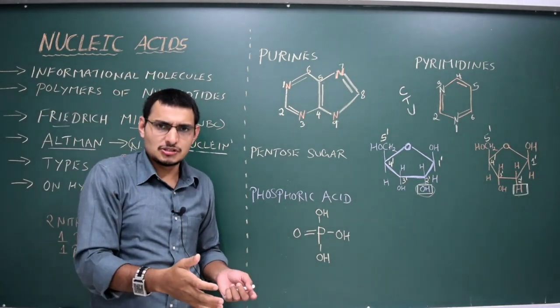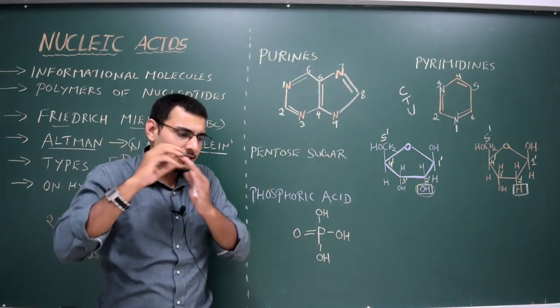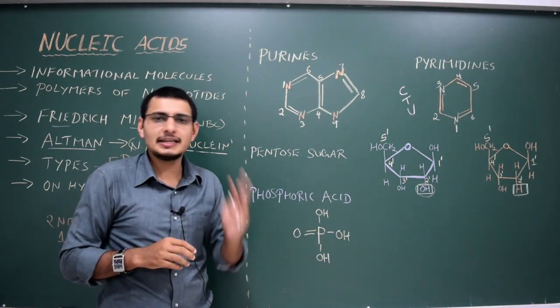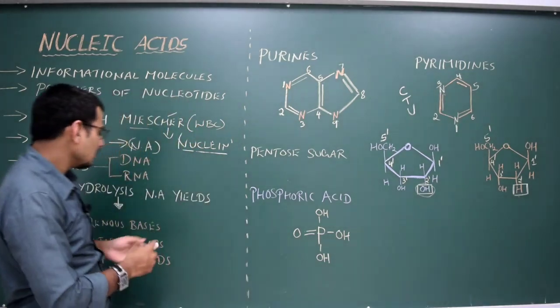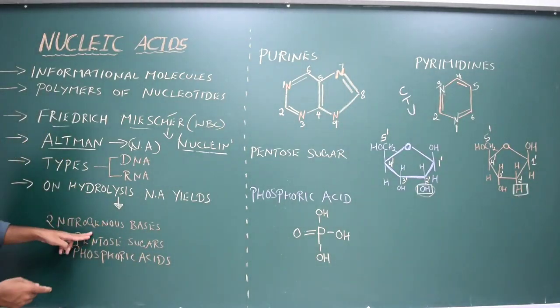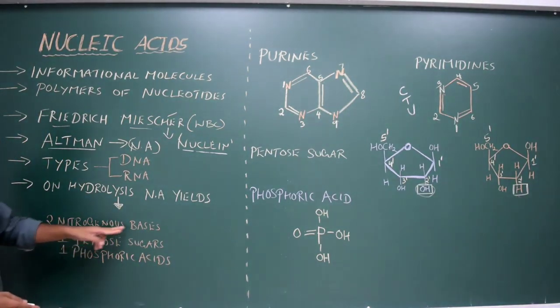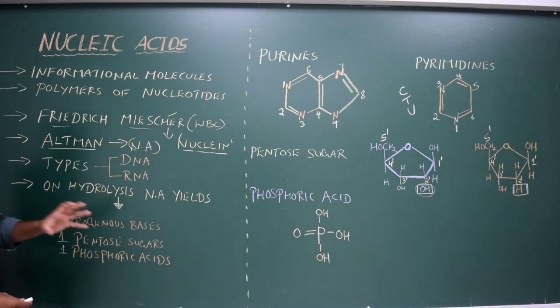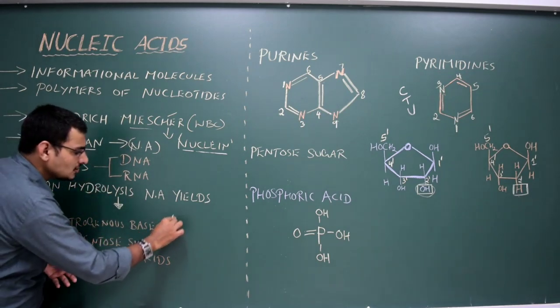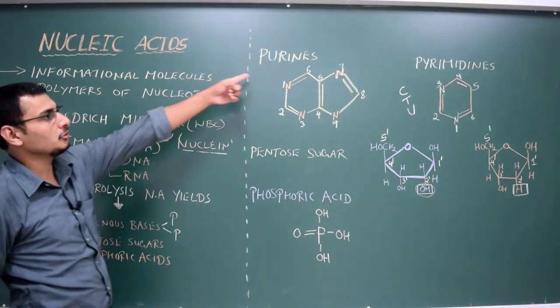On hydrolysis, if you break it, it yields three components. What are they? The three components are, like I have written here, two heterocyclic nitrogenous bases. Two different types of nitrogenous bases will be seen, that is purines and pyrimidines. I have written there, purines and pyrimidines.